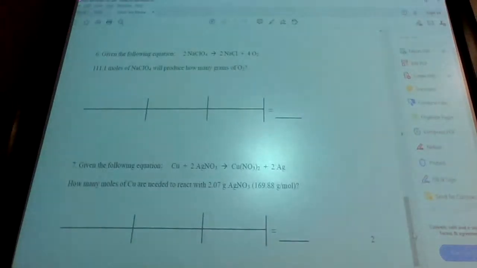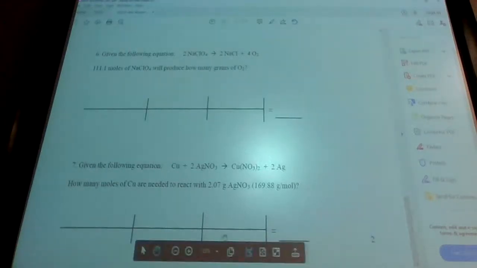This is going to be a moles. This is moles. Moles to grams or grams to moles. It's going to be grams to moles.